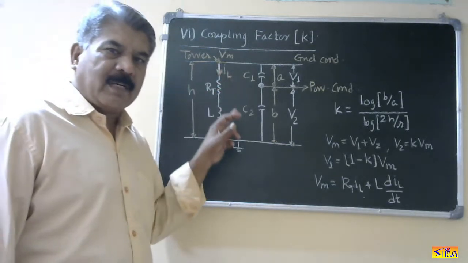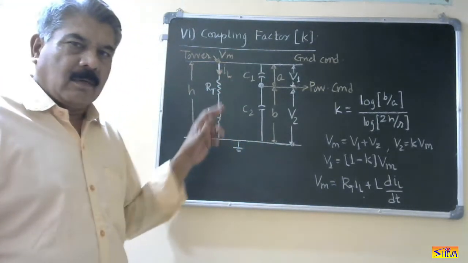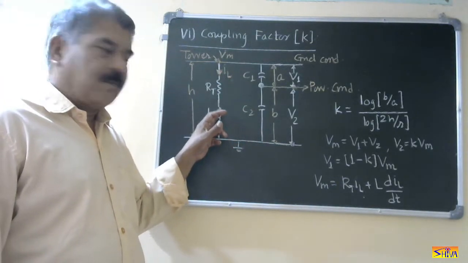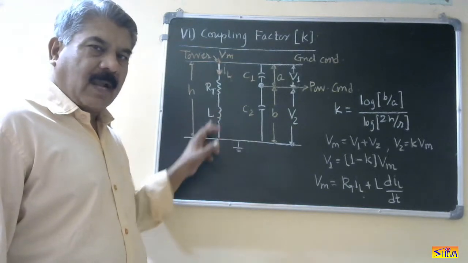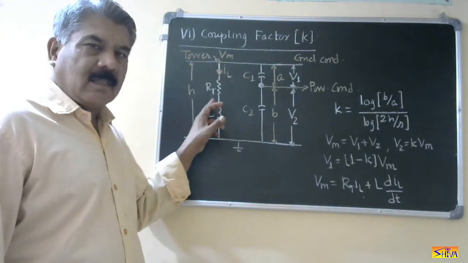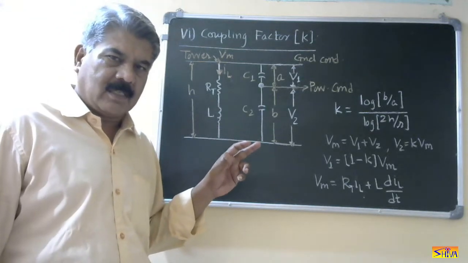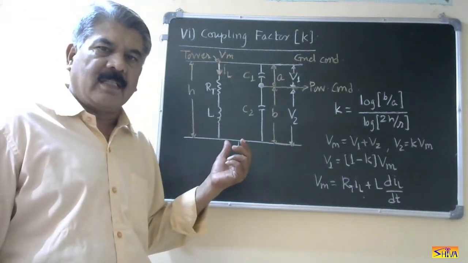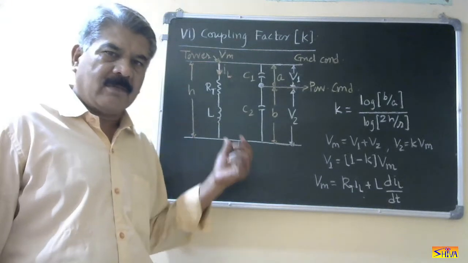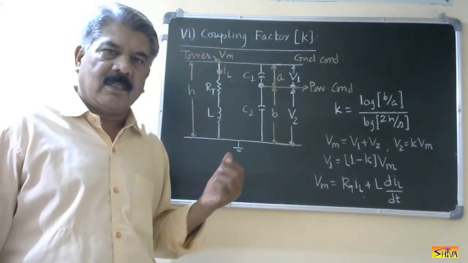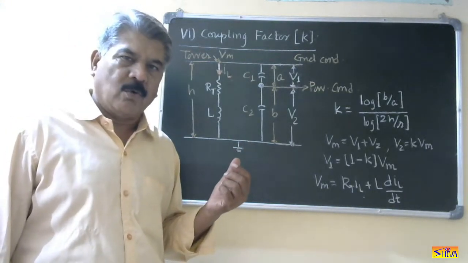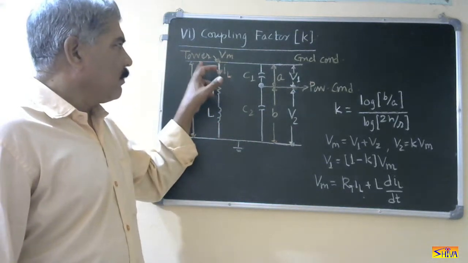Now, as tower is a metallic structure, we represent its electrical equivalent by resistance and inductance. Resistance term I had discussed in my last class, that is tower footing resistance. L is very small, that is in the range of 10 microhenries, whereas tower footing resistance is in the range of 10 to 30 ohms. So this is the tower.